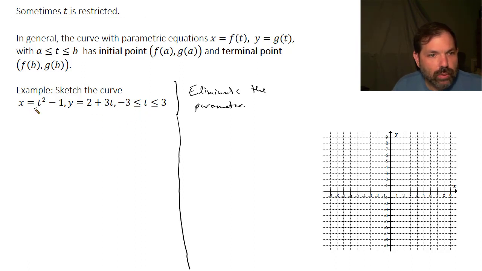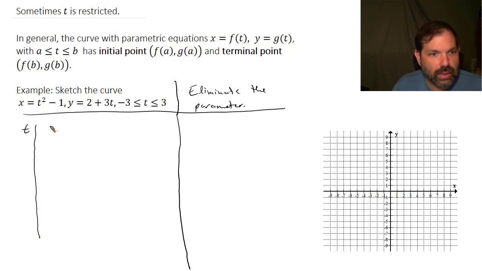All right, so if we wanted to sketch x equals t squared minus 1, y equals 2 plus 3t, where t varies from -3 to 3, I'm not going to substitute every single possible value of t between -3 and 3. That would be impossible, right? There's an infinite number of t values between -3 and 3. What I am going to do, though, is choose some nice t values. I'm going to choose the integer t values, and hopefully that'll give me a good idea of what the curve looks like.